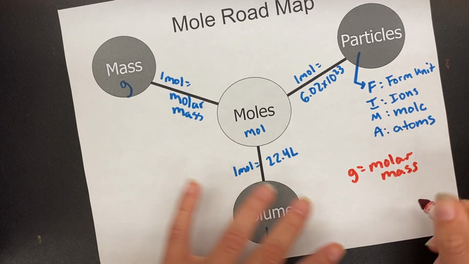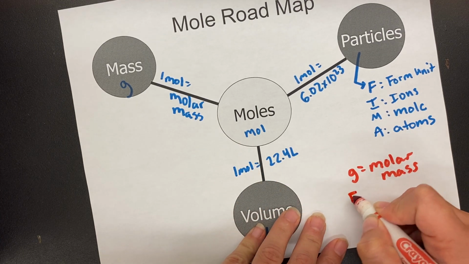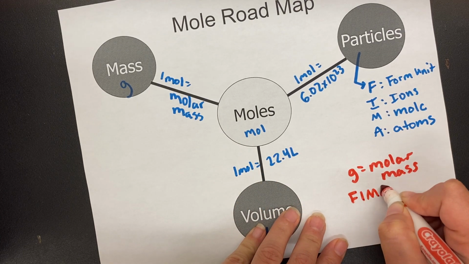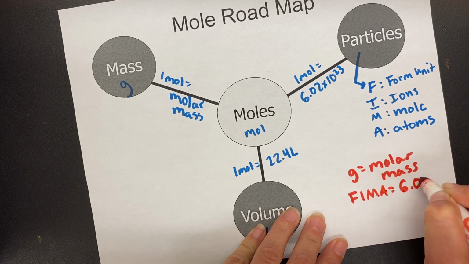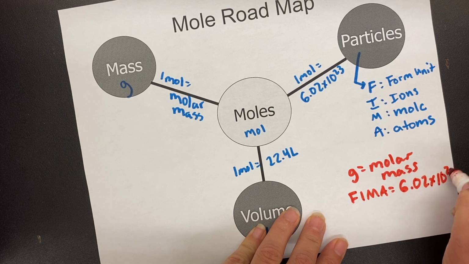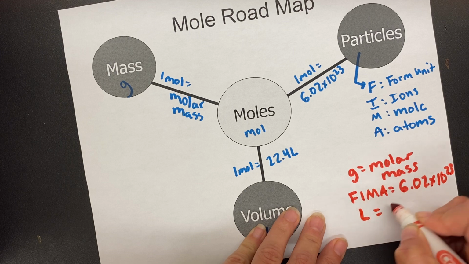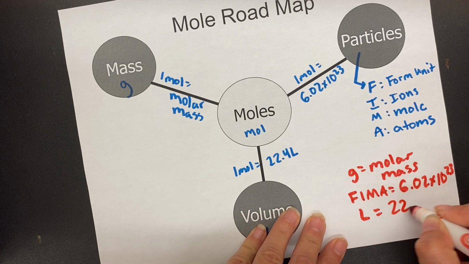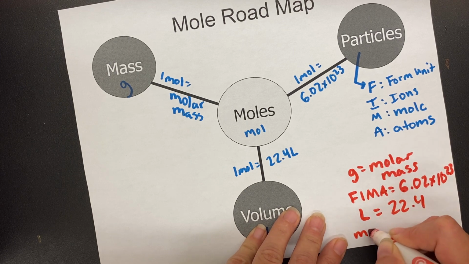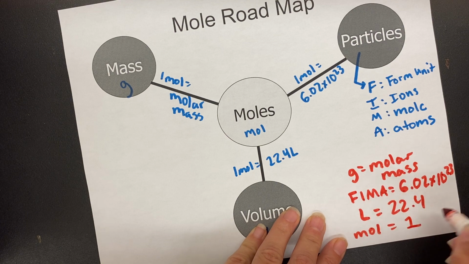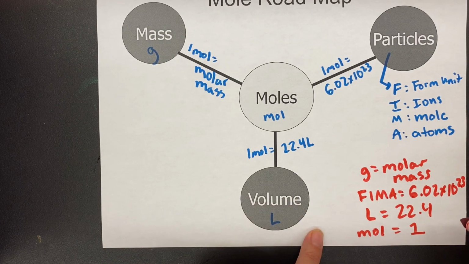This summarizes the conversion table for you. Grams is molar mass. Particles, 6.02 times 10 to the 23rd. Liters, 22.4. And then moles is always 1. With this map and what I just wrote in red, and if you follow the pattern, there you go.